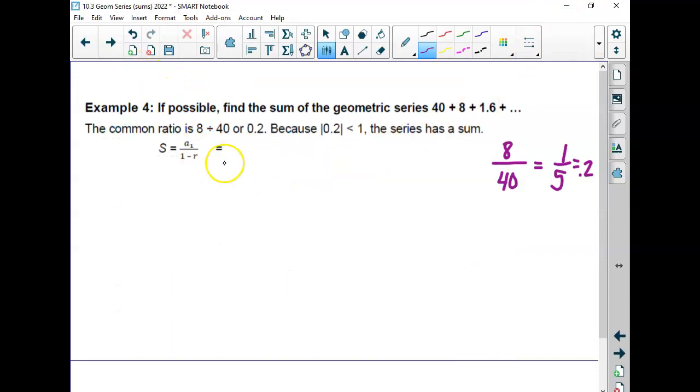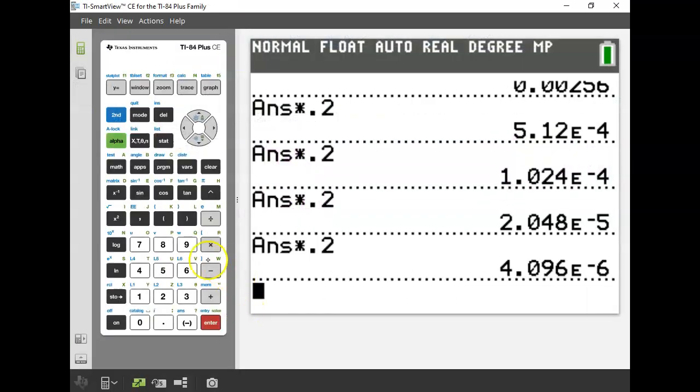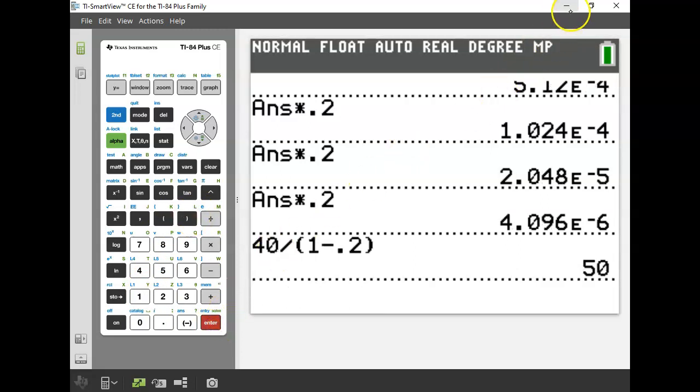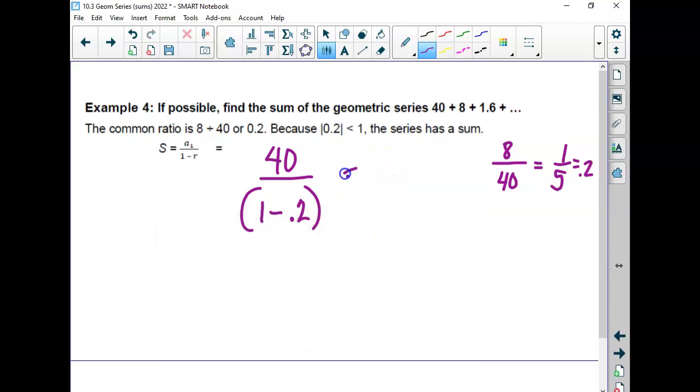So to find that, you take the first term over 1 minus r, and that's it. So it's 40 over, you'd need parentheses, 1 minus, we're not doing a power, so we could just do that. Put the 0.2. But you would need parentheses around the whole divisor. 40 divided by 1 minus 0.2, which is 0.8. 50? I was going to say 50. Okay.